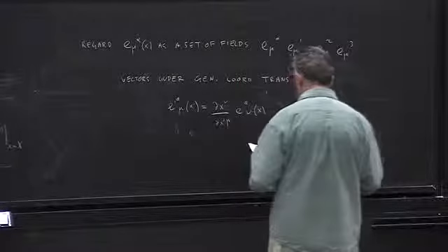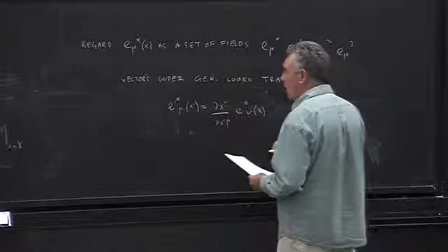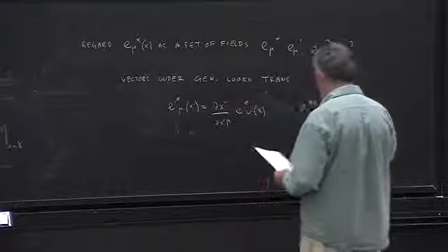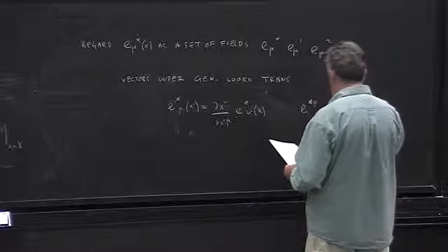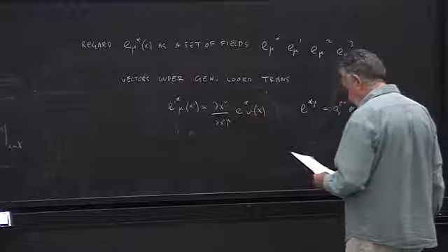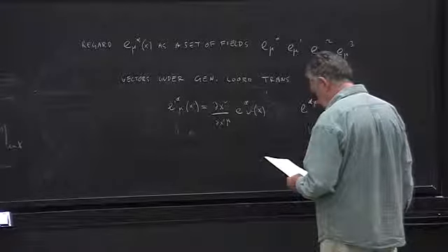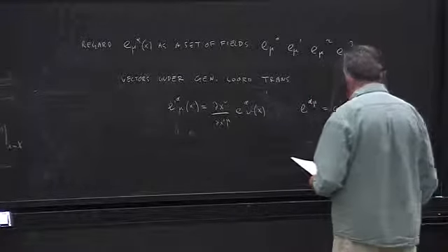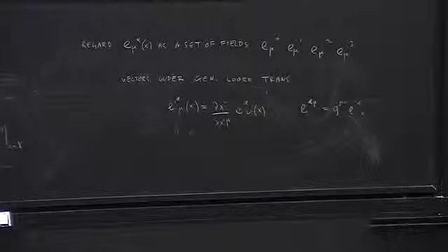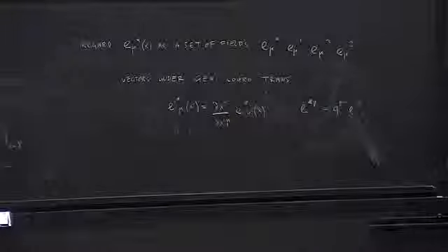And we can raise and lower indices. I'm changing my A's to alphas, let me call them alphas. E alpha mu is G mu nu E alpha nu. But what about the alpha index? This is in the flat space, or what we call the tangent space.